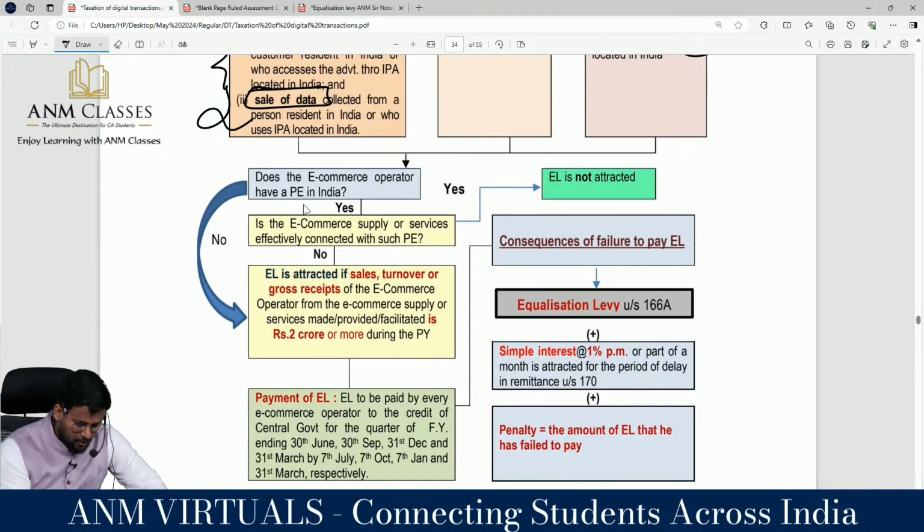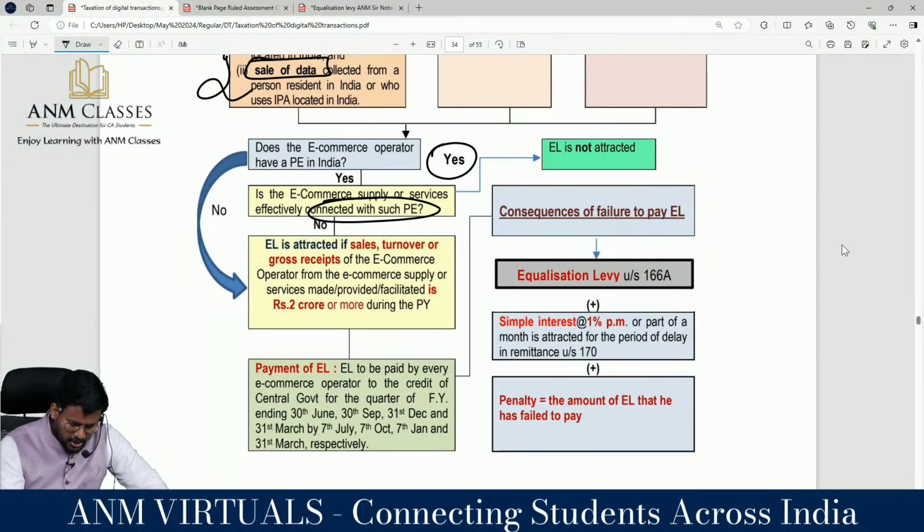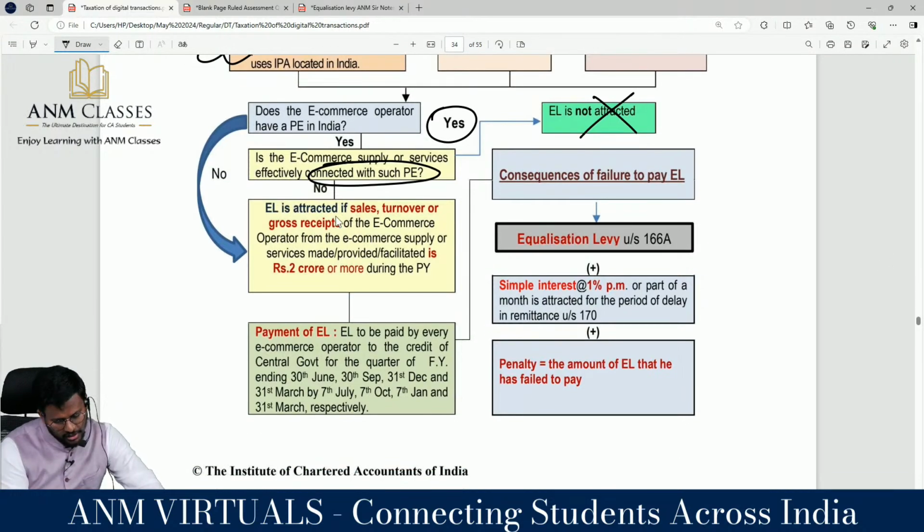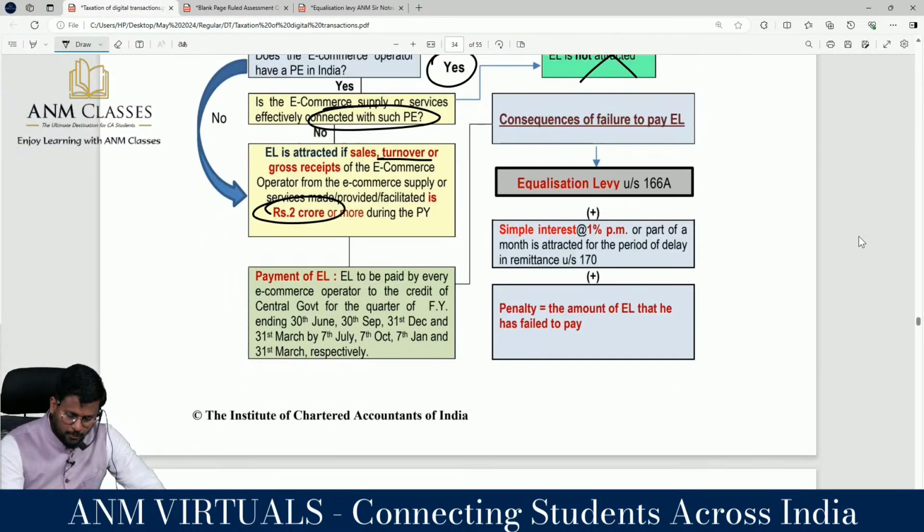Does the e-commerce operator have a PE in India? If yes, is the e-commerce supply or service effectively connected with such PE? If your answer is yes, equalization levy will not be attracted. If no, you have to check whether the equalization levy is attracted: sales turnover or gross revenues of the e-commerce operator from the e-commerce supply or service made or provided or facilitated is 1 crore or more.